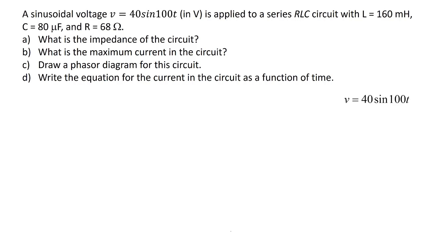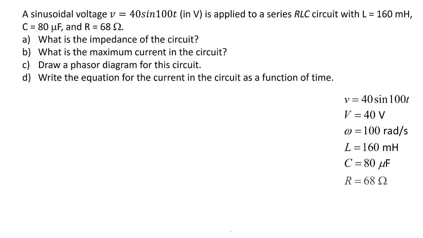We know that the voltage provided by the generator changes with time according to this equation, V equals 40 sine 100t. From this equation, we learn that the maximum value of the voltage across this circuit is 40 volts, and the angular frequency for the oscillations is 100 radians per second. We are also given the inductance 160 millihenry, the capacitance 80 microfarads, and the resistance is 68 ohms.